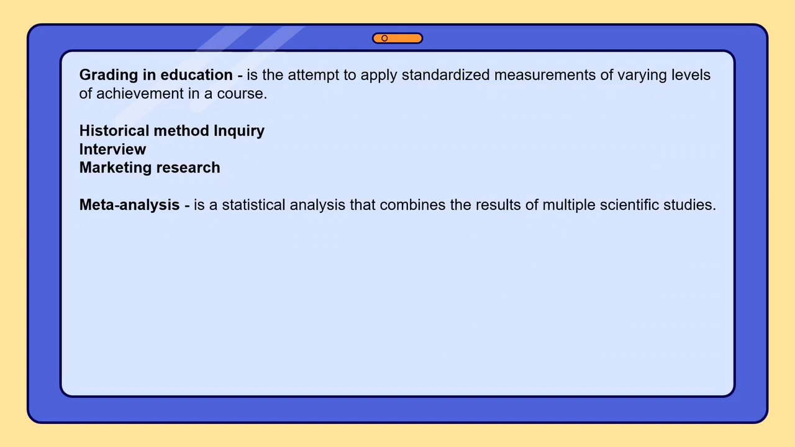Next is meta-analysis. So, meta-analysis is a statistical analysis that combines the results of multiple scientific studies. So, lalabas na naman yung statistical analysis. So, can also be performed when there are multiple scientific studies addressing the same question, with each individual study reporting measurements that are expected to have some degree of error.